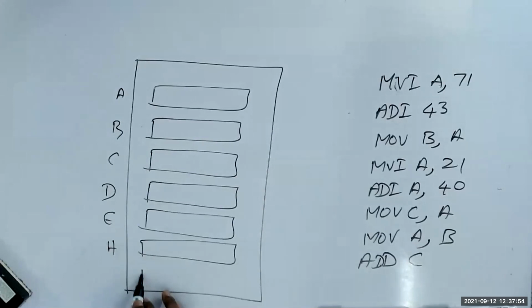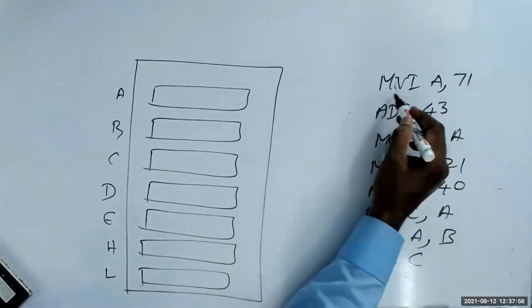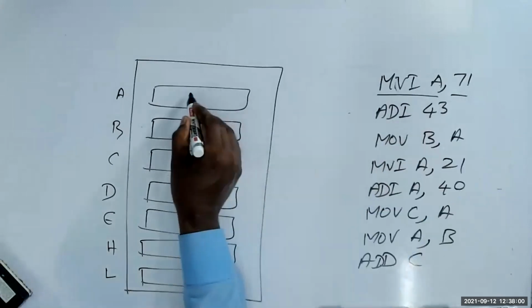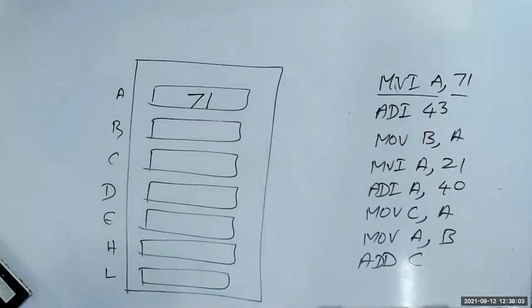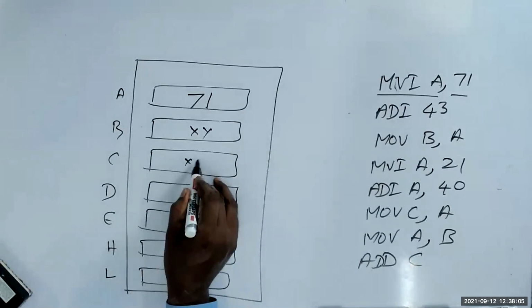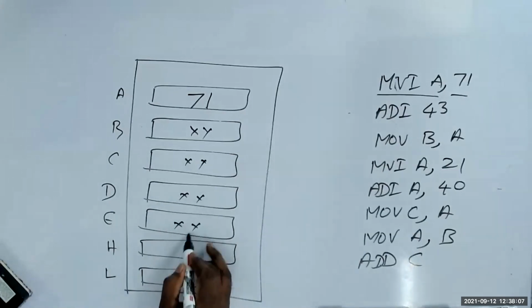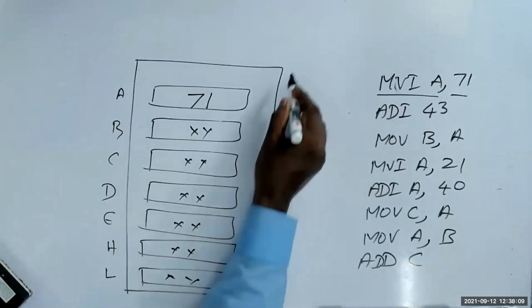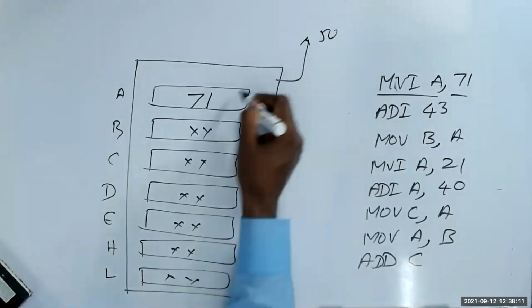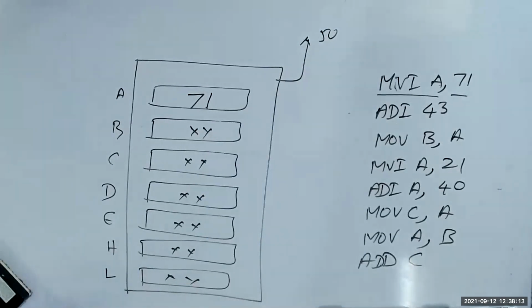H, L. Now, when I say move immediate A, comma 71, 71 goes to A. But what was there previously? All XX. You don't know. When you power on, when you give the 5 volt power, you don't know. All of them are XX, not 0. Please understand.